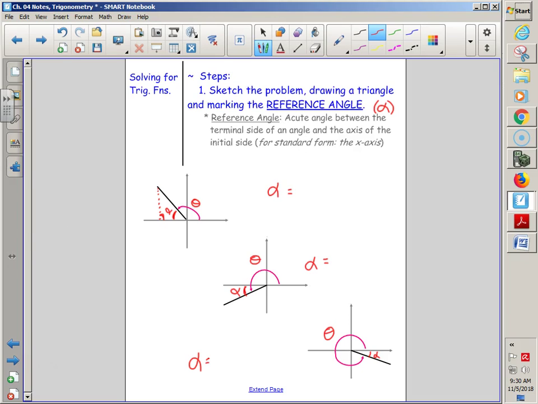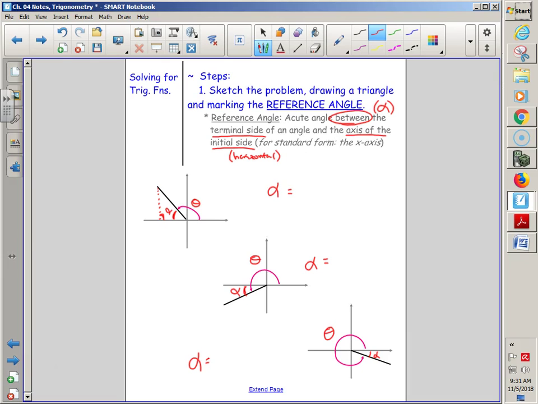Yeah? Isn't the reference angle wrong for the middle one? Isn't it the other way? Because that angle's going in. It doesn't matter, because what matters is that I need the terminal side where the angle ends, and the axis of the initial side, aka the horizontal. So you would have gone to the vertical, and that's the wrong angle. But that's what a lot of kids would have done on accident.